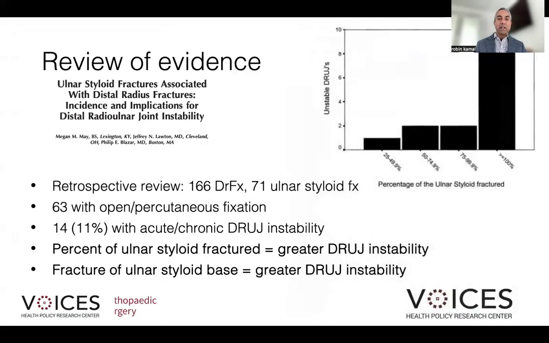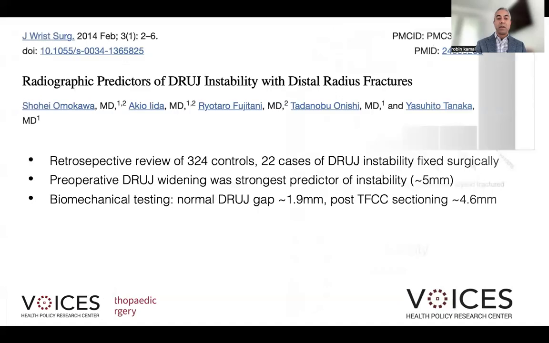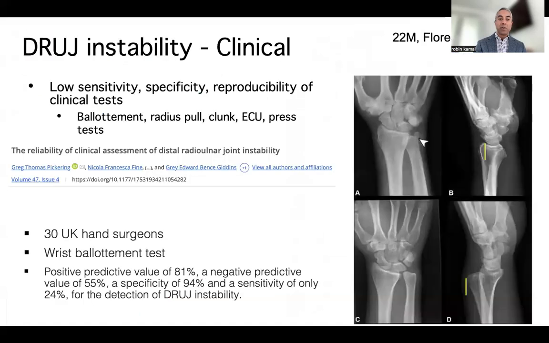And so this has been studied in a number of different ways. Here's one from Phil Blazar's group, where they studied cases and found that the percent of ulnar styloid fractured was associated with greater DRUJ instability, and that any fracture of the ulnar styloid base was at greater risk of DRUJ instability. Here's another study from Omikawa from Japan. Here it's a biomechanical test in addition to clinical cases, and they found that somewhere around 5 millimeters of widening at the DRUJ was associated with distal radial ulnar joint instability.